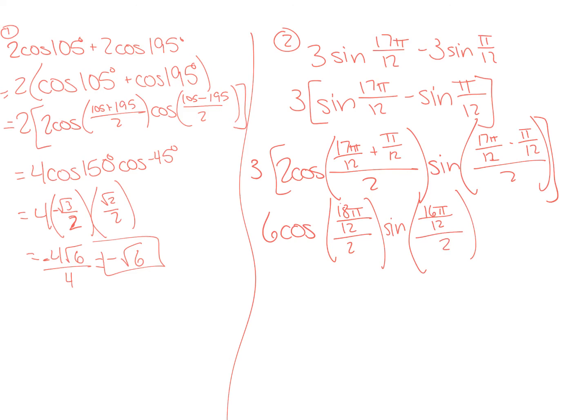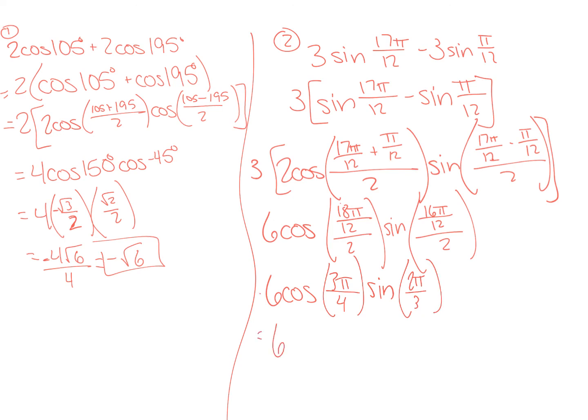Getting rid of that bottom fraction, we're going to multiply both of those fractions by 1/2. So we see that we have 6 cosine. That turns to 18 pi over 24, which can then be simplified down to 3 pi over 4, times sine, and this is 16 pi over 24, which is 2 pi over 3.